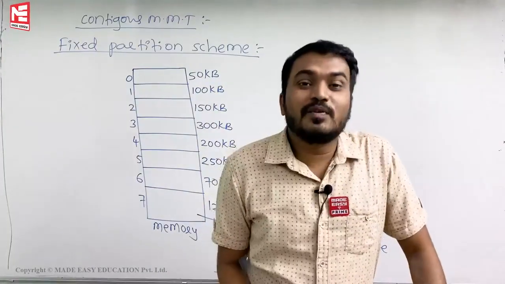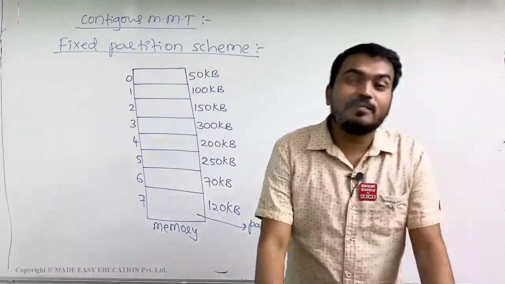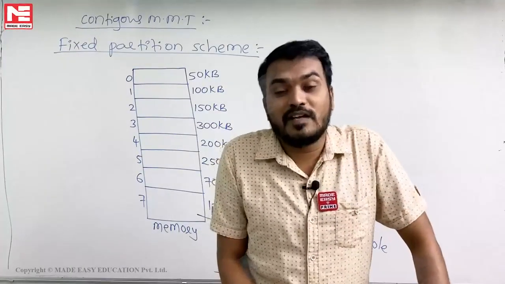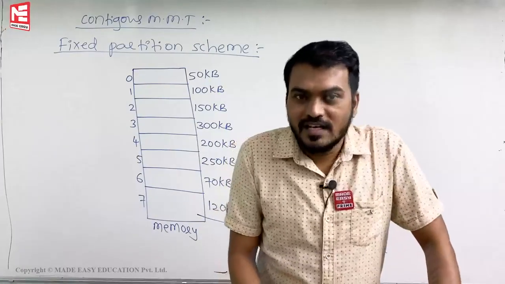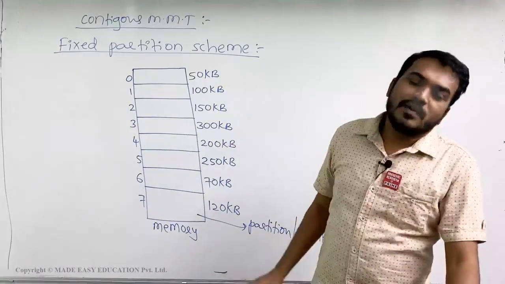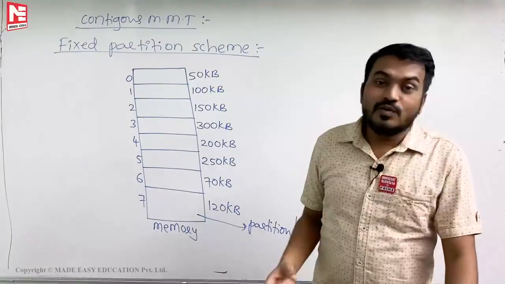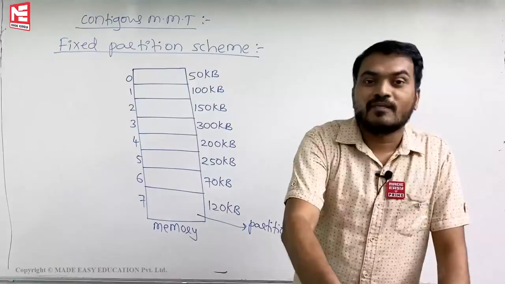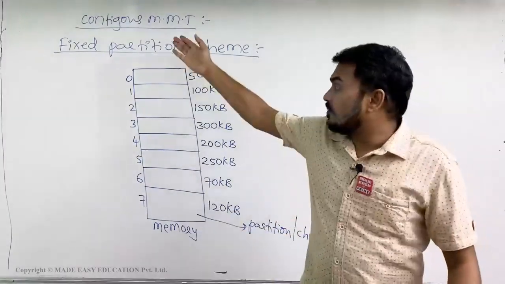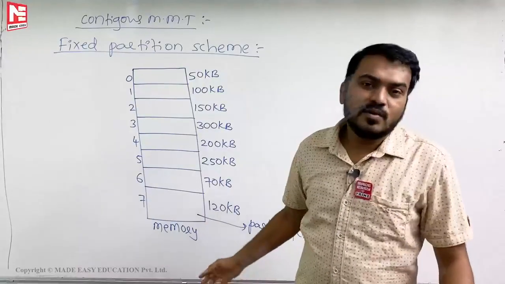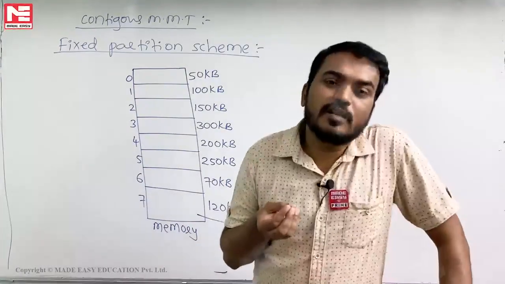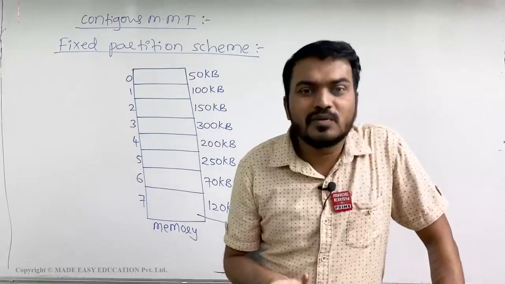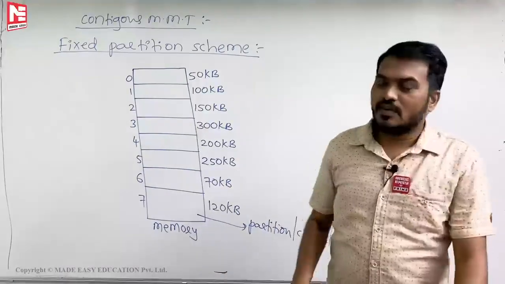Okay, so degree of multi-programming is the number of processes present in the main memory at any point of time. Here we have 8 partitions, which means you can bring a maximum of only 8 processes. So the degree of multi-programming is restricted by the number of partitions in the memory. Is that clear? So the maximum degree of multi-programming will be 8 only. Right. Okay, note down the next point.